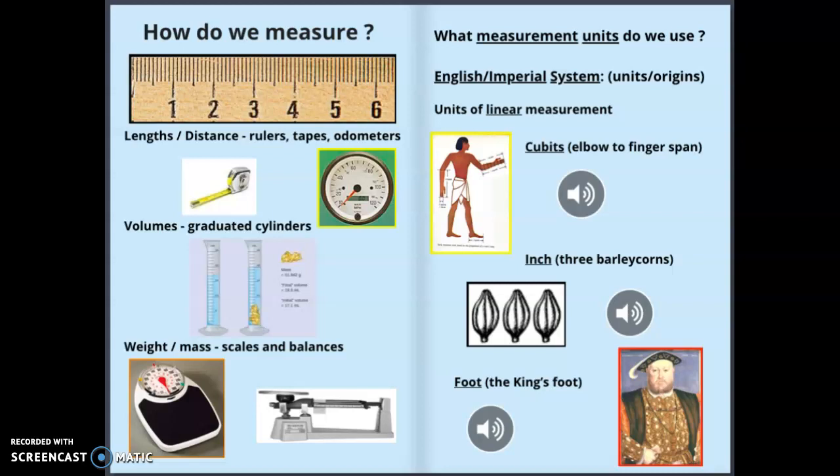And when it comes to weight and mass, we can use scales and balances. Weight and mass aren't exactly the same thing. Weight is determined by measuring the effects of gravity on an object, where mass is determined by eliminating the effects of gravity on an object. Mass is the amount of matter in an object, and matter is anything that's going to take up space and have weight.